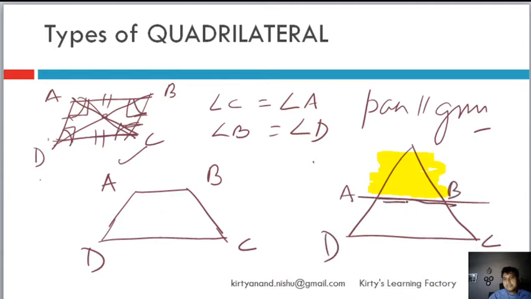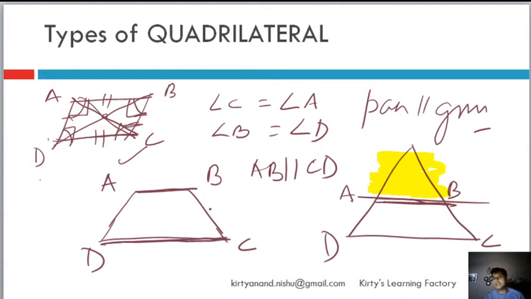Now the only condition is that AB has to be parallel to CD. So a trapezium is a quadrilateral where two sides are parallel to each other, and the two other sides are non-parallel to each other. So that's how you differentiate between a trapezium and a parallelogram. Okay. So these are all the types of quadrilateral, and in any quadrilateral the sum of all internal angles is 360 degrees.